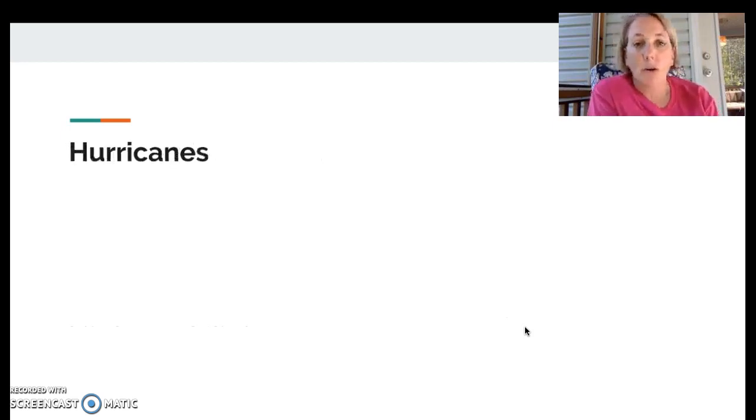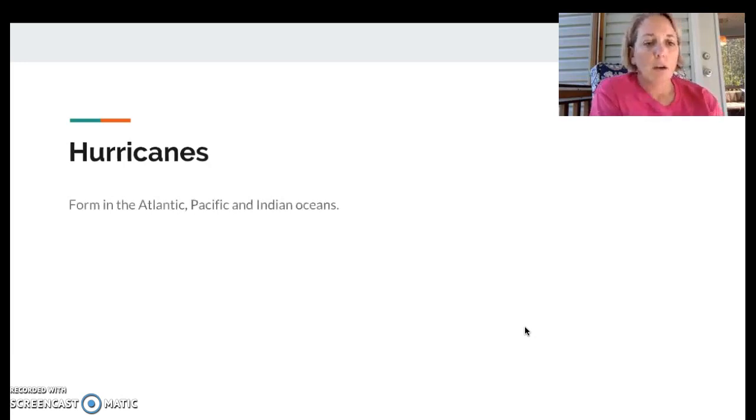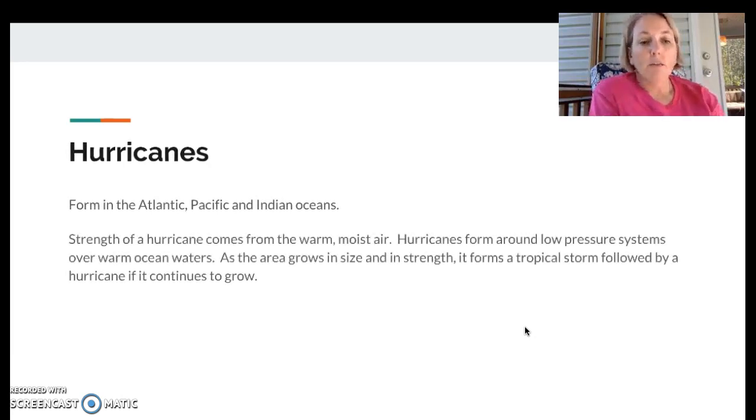We also can get hurricanes. Just recently with North Carolina, we experienced a hurricane this season. So how do they form? Okay, they form in the Atlantic, Pacific, and Indian Oceans. The strength of a hurricane comes from the warm, moist air of the ocean. Okay, so typically hurricanes occur between the months of June and November. All right, in the Atlantic because the water is so warm.